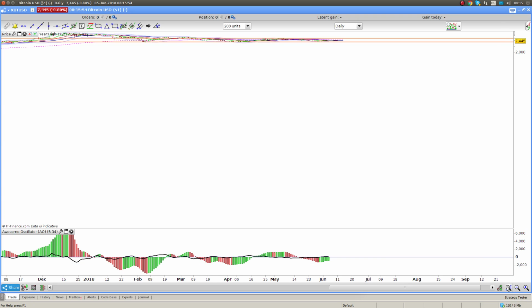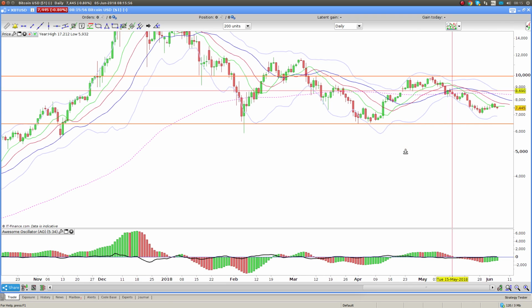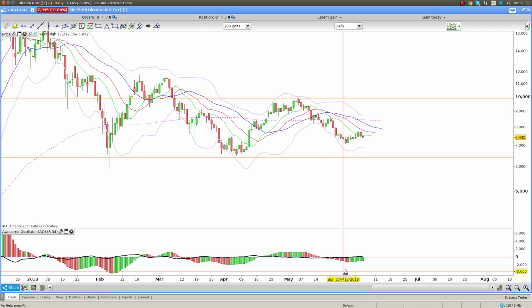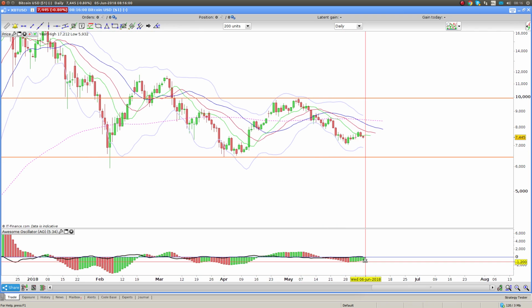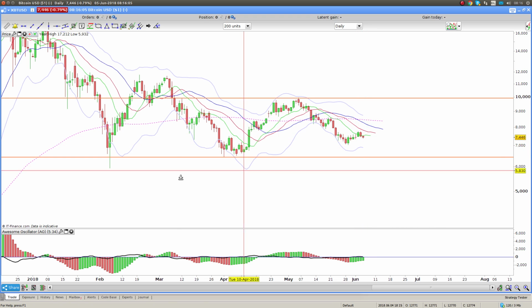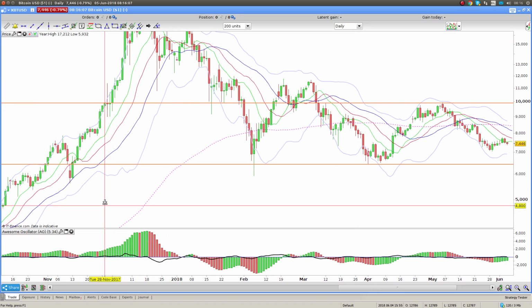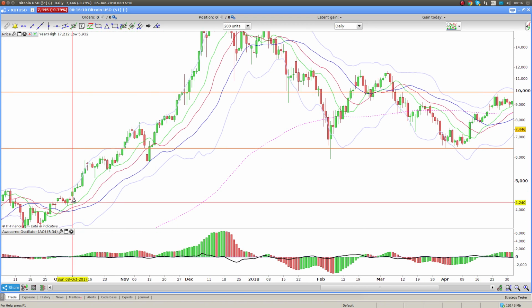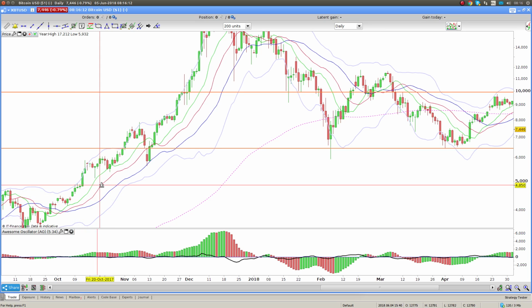Now, with the Bill Williams system that I'm using here, you can see the awesome oscillator. Momentum is to the upside, prices gradually moving to the upside. Okay. Now, ideally, what you want to see with the Bill Williams is you want to see price above the alligator, and this is the alligator.